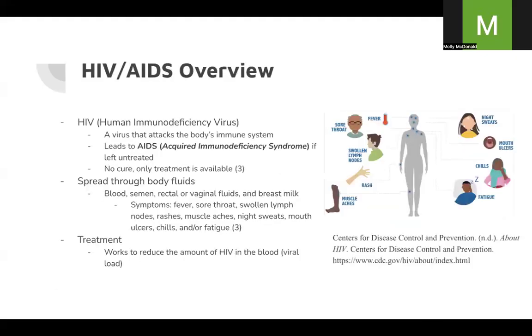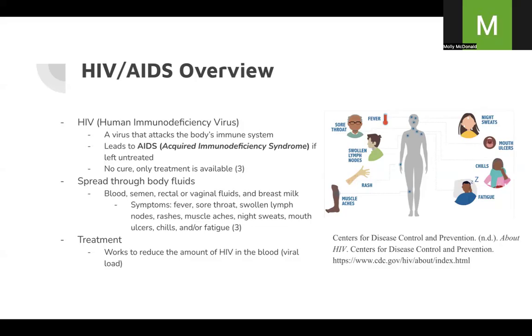So, a quick overview about HIV and AIDS, which are the topic of the disease that we are talking about. HIV, which is also known as human immunodeficiency virus, is a virus that attacks the body's immune system, and this may lead to AIDS if left untreated. AIDS is also known as acquired immunodeficiency syndrome. There is no cure made yet for HIV, but there is proper medical care that helps control the virus.